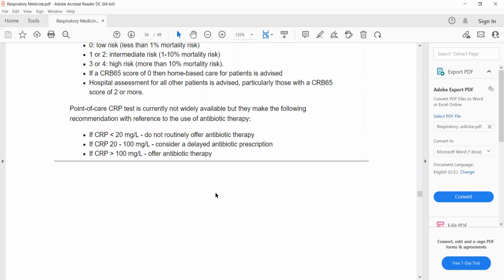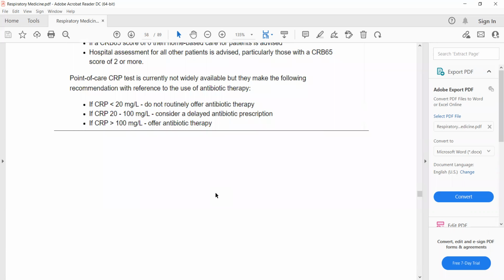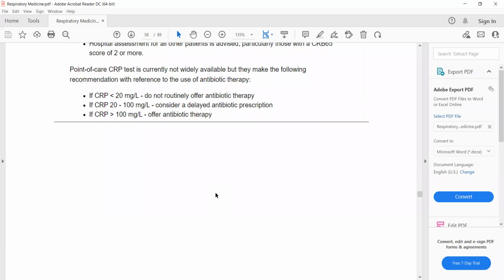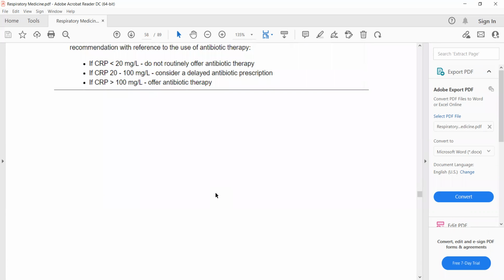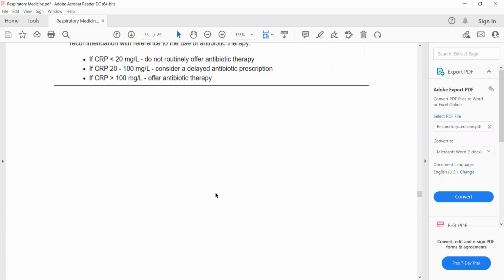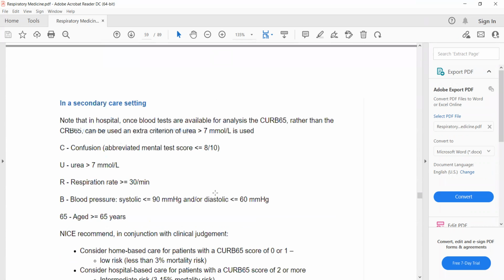CRP can sometimes be used also to guide antibiotic therapy. If CRP is less than 30, no antibiotic is needed. If it's between 30 to 100, then a delayed antibiotic prescription can be given. And if CRP is more than 100, then we'll offer the antibiotic therapy on the spot.